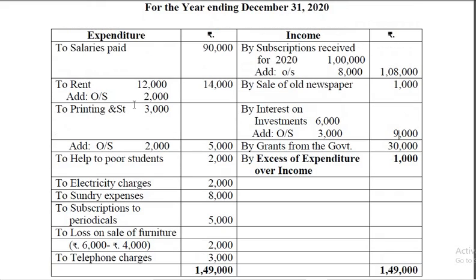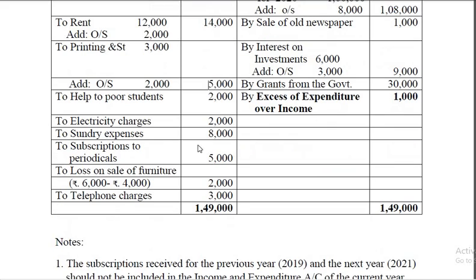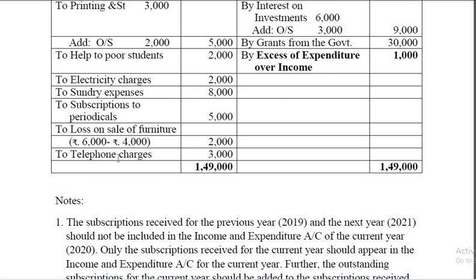Yes. Then come to the expenditure side. Salary paid is an expense. Rent paid plus outstanding together 14,000. Printing and stationery 3,000 plus outstanding, so 5,000. Help to poor students, revenue expenditure. Electricity charges, revenue expenditure. Sundry expenses, revenue expenditure. Subscriptions to periodicals 5,000. Okay, revenue. Loss on sale of furniture, I told you the difference between book value and sale value. So debited to income and expenditure account. Telephone charges, yes, revenue expenditure.